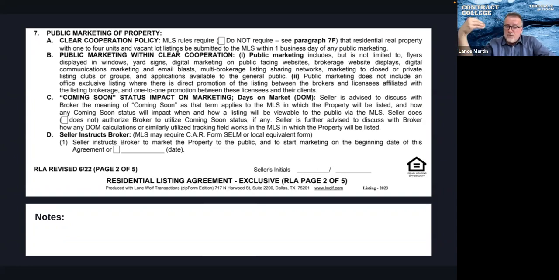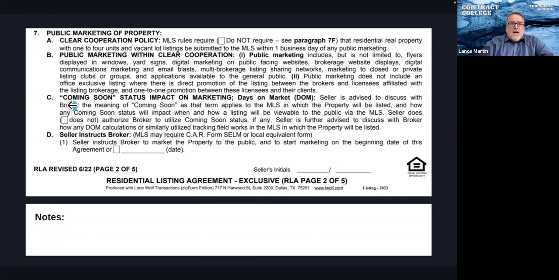Okay, so you're listed, but you're off the market. Well, during that period of time, no sign in the yard, no Facebook posts, no flyers, no nothing. As soon as you put a sign in the yard, you've got to put it in the MLS. As soon as you do a Facebook post that says, hey, coming soon, I got a new listing on 123 Main Street, you've got to put it in the MLS. Again, these rules have changed and modified over the last several years, but the bottom line is put it in the MLS.